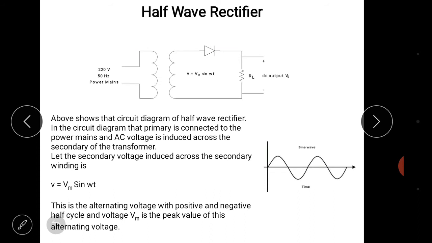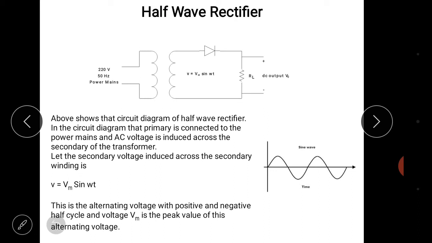Now come to the half wave rectifier. Above shows the circuit diagram of the half wave rectifier. In a half-wave rectifier, only a single diode is used. In the circuit diagram, we see that the primary is connected to the power mains and AC voltage is induced across the secondary of the transformer.